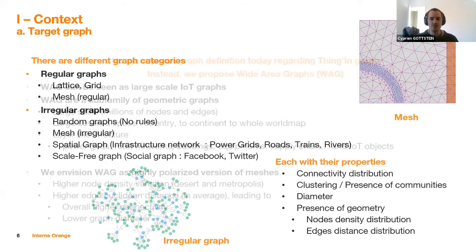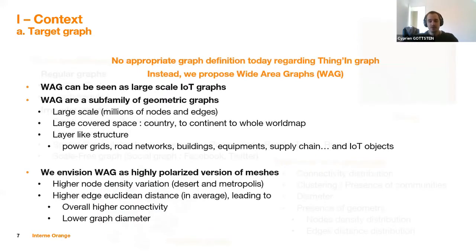Unfortunately, as of today, there is no appropriate definition for the graph of Thingin. So instead, we came up with our own definition, which we named the wide area graphs, so WAG. WAG can be seen as large-scale IoT graphs, and they are a subfamily to us of geometric graphs, meaning that each of their nodes will be associated to a position within a given Euclidean space. They need to be large scale with millions or even billions of nodes and edges, covering a large area, a large space, from a country to a continent or even the whole Earth, and they should be composed with a layer-like structure.